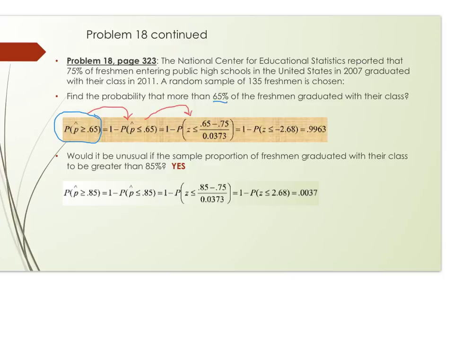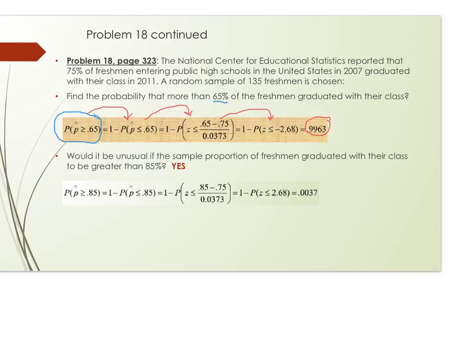We've already done that in one of the previous problems. So we did that, 0.65 minus 0.75 divided by the standard error. 1 minus that, and we get 1 minus the probability that z is less than or equal to negative 2.68. When we look at that on the table and do the calculation, we get 0.9963. So the probability that more than 65% of the freshmen graduated with their class will happen at least 99.63% of the time based on this information.